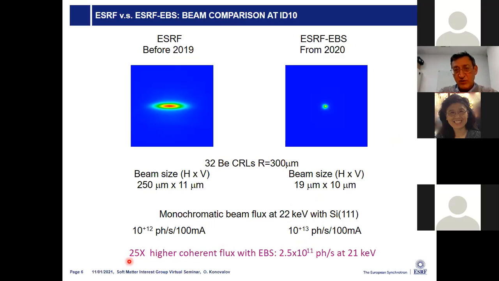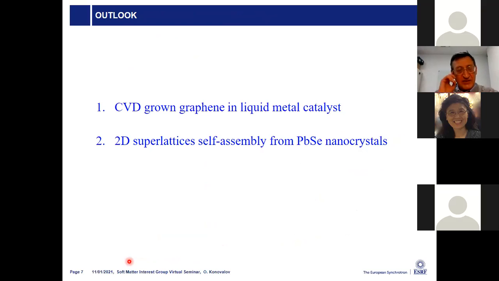So this is to show you what would seemingly be the future of APS when the lattice is also upgraded. And so today I'm going to present some results of two studies. One is CVD growth of graphene in liquid, on a liquid metal catalyst, and another one is 2D superlattice self-assembly from lead selenide nanoparticles.